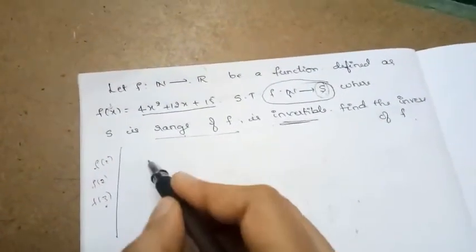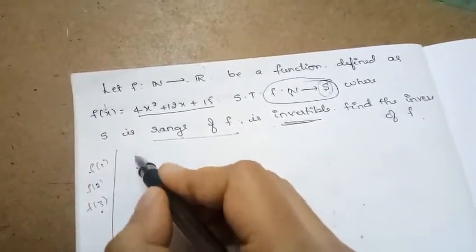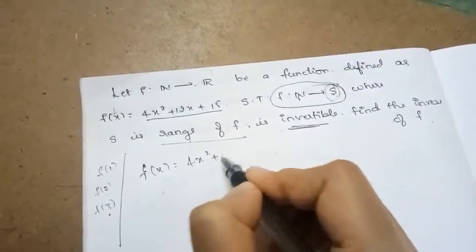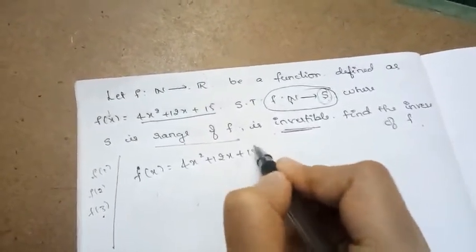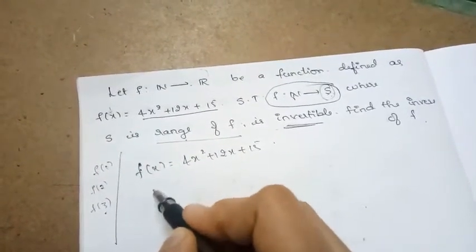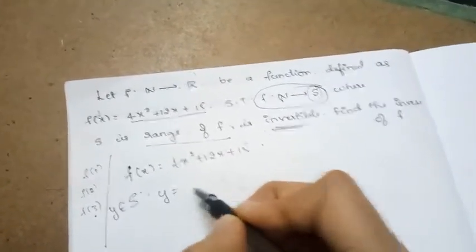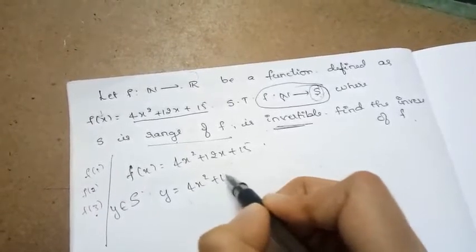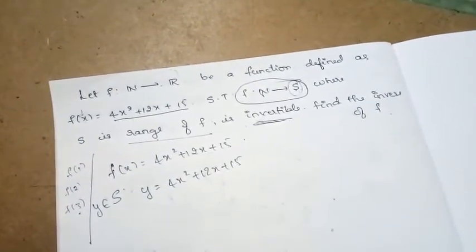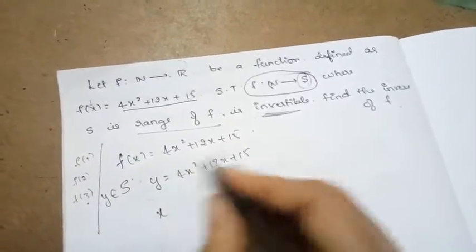So as usual, our first step is to define a function g. They have defined f of x is equal to 4x square plus 12x plus 15. For any y belonging to S, this becomes y is equal to 4x square plus 12x plus 15. Here y is expressed in terms of x. So now I am expressing x in terms of y.